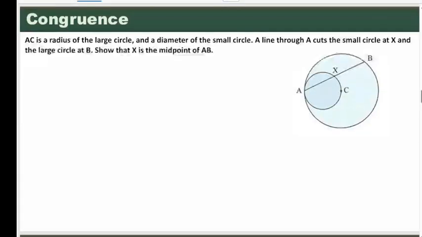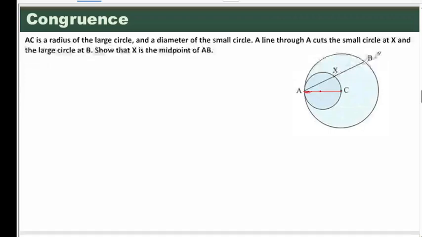It says AC is a radius of the larger circle and the diameter of the small circle. Let me put the center of circle here and the diameter of a small circle. A line through A cuts the small circle at X.